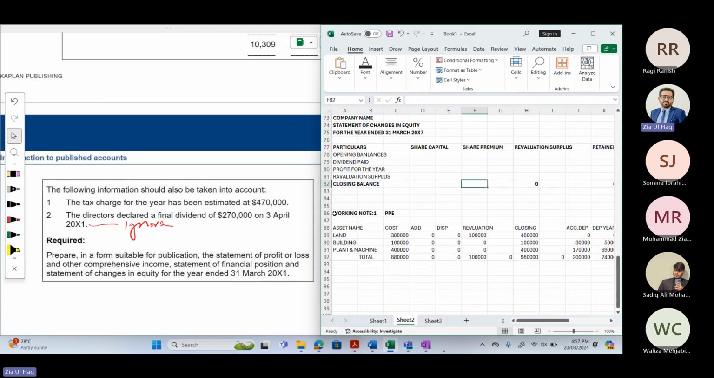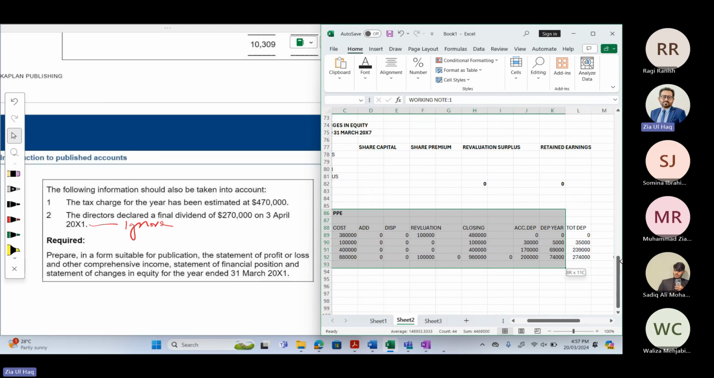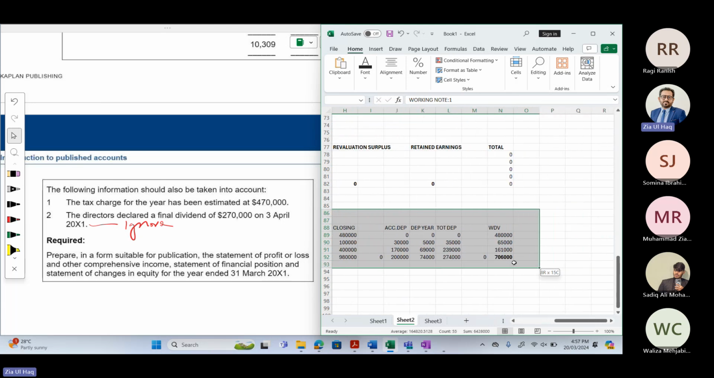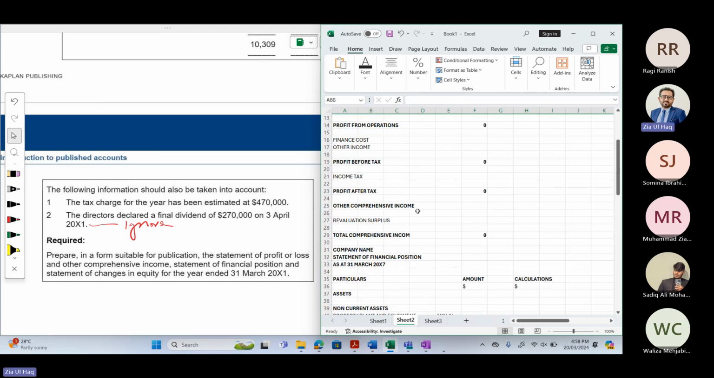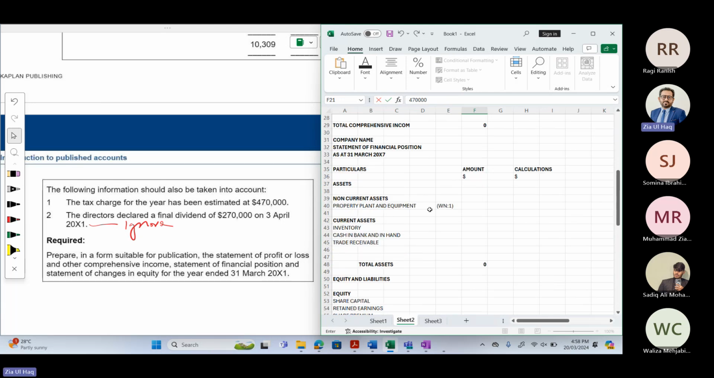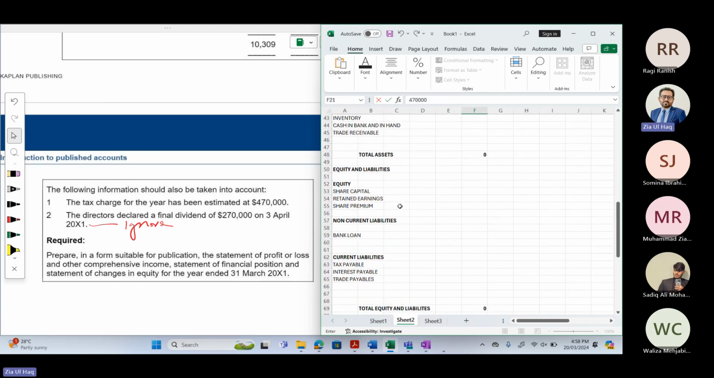We don't even need to prepare working for this question because the property, plant and equipment value is already given in the question. No need to prepare working. Okay, first adjustments. Tax for the year is 470,000. Here we need to put income tax, 470,000. And we need to record it as tax payable in current liabilities. How much? 470,000.